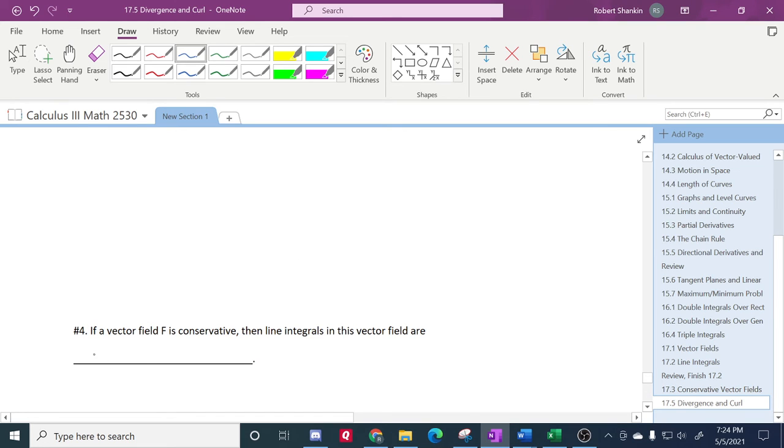Group 1, any ideas? How would I fill in this sentence? I would say path independent. Very nice. Path independent. Doesn't matter how you get from one point to the other point.